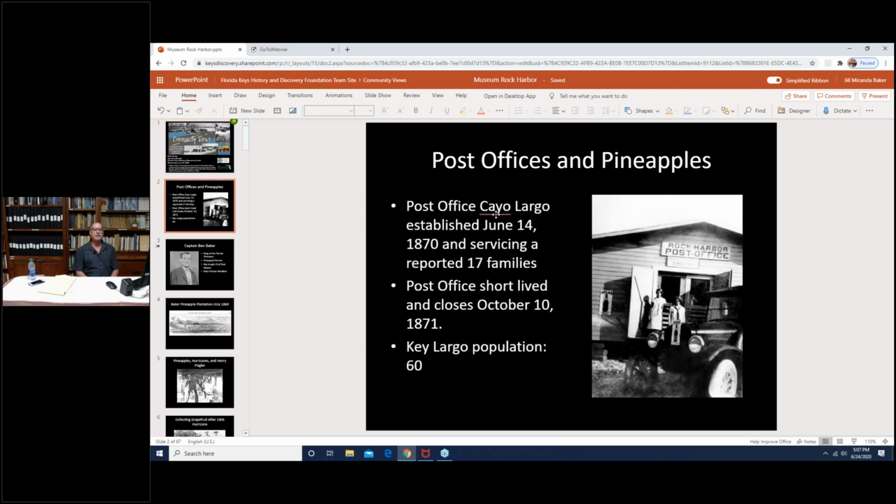Now, this is going to be a lot about post offices and pineapples. The first post office on Key Largo was actually really early in the Florida Keys history. In 1870, the first post office for Cayo Largo, which was an early name for Key Largo, was established. Service reported 17 families. There were about 60 people living on Key Largo at the time. And that post office was pretty short-lived. It began June 14th, 1870, and then closed October 10th, 1871.